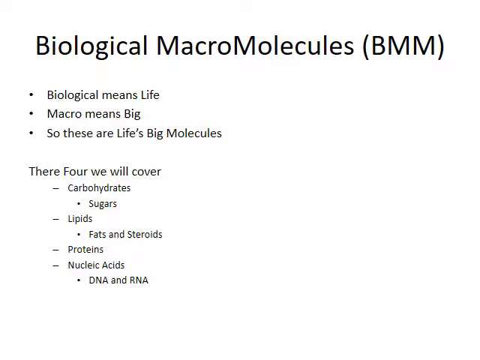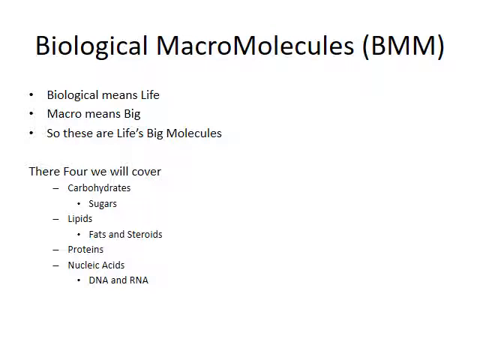So now we're going to preview the molecules that we're going to be talking about for the rest of the semester. And these are the molecules of life. What we're going to be studying is biological macromolecules, the BMMs. Biological means life, macro means big. So what we're going to be studying is life's big molecules.